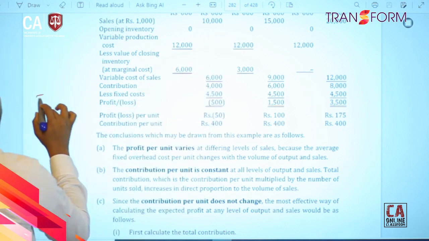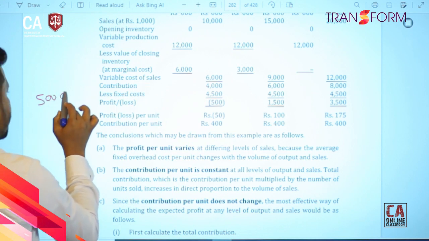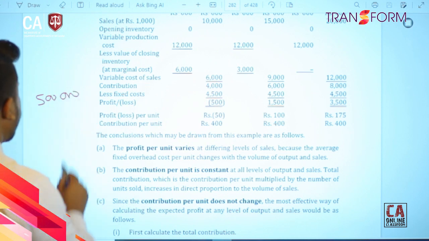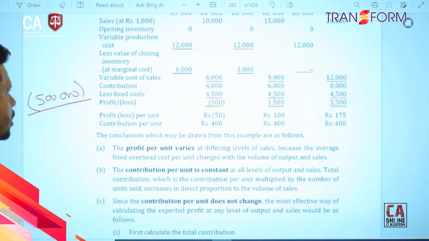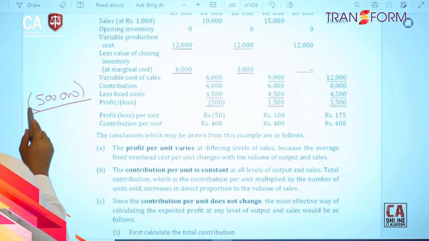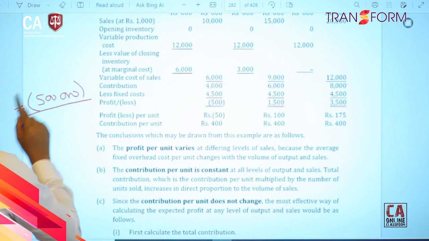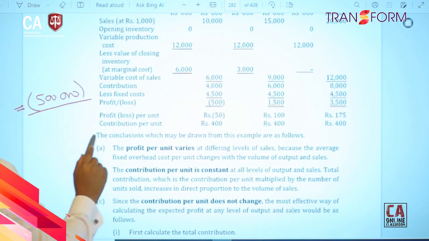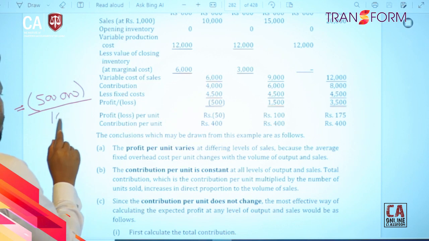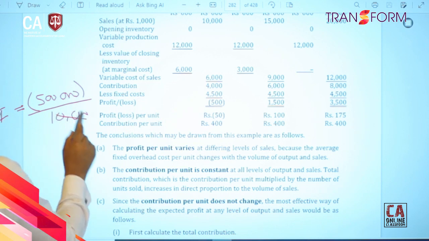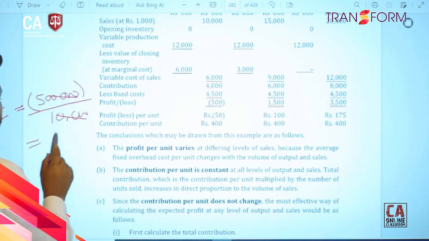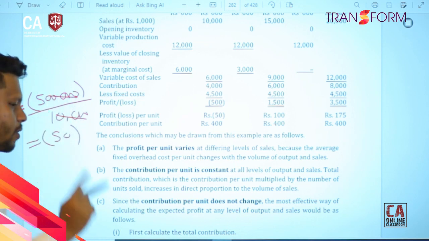Profit is here. You have the 500,000. I can take the 1000 values. And this is your loss in your first level. If you are going to sell 10,000 units, you make a loss of 500,000. So you can divide this loss by the number of units you sold. Number of units you sold in your first level is 10,000. Now you have 50 loss per one unit.